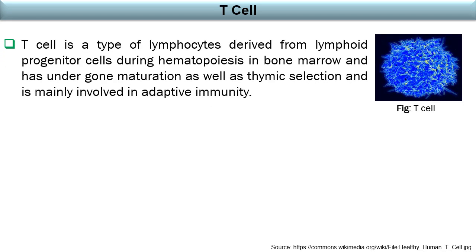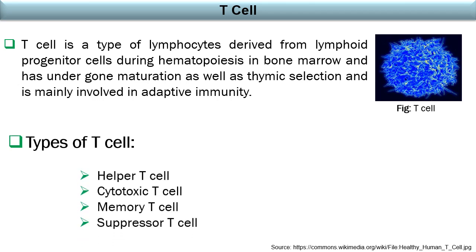Before coming to the actual topic, we have to know about the T-cell because T-cell receptor is present on the surface of the T-cell. So what is a T-cell? T-cell is a type of lymphocytes or white blood cells derived from the lymphoid progenitor cells during hematopoiesis in bone marrow and has undergone the maturation process and thymic selection and mainly involved in adaptive immunity. There are mainly 4 types of T-cells: helper T-cell, cytotoxic T-cell, memory T-cell, and suppressor T-cell.